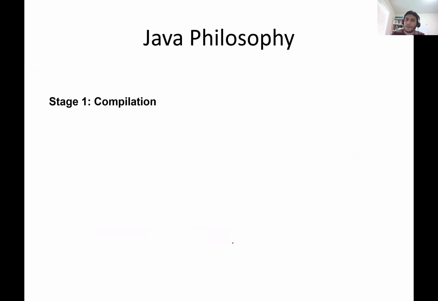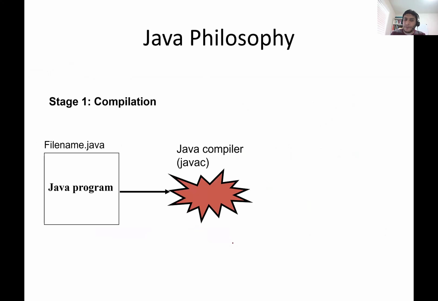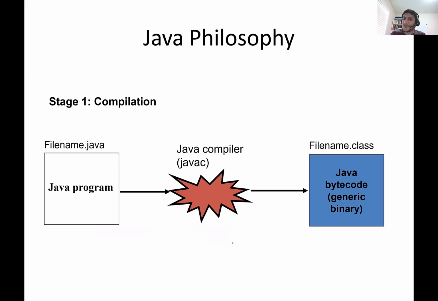So now we have different stages. We have the compilation stage, which takes the Java program, runs through the Java compiler, which is like javac. It gives you the Java bytecode, right? Which usually is in the file name .class. It's called class, right? You will see this when you run something in the lab, for example.